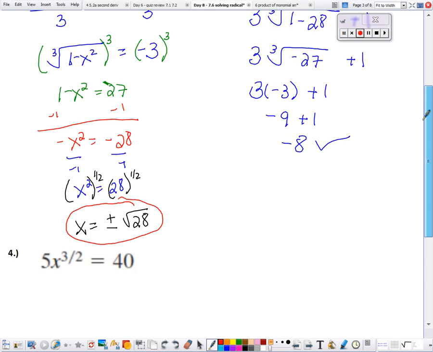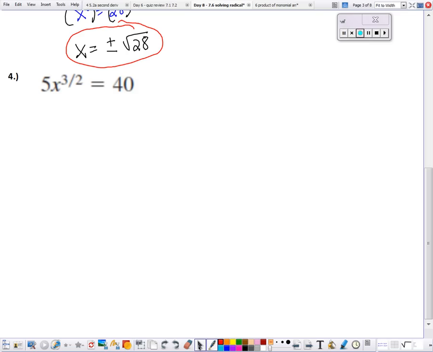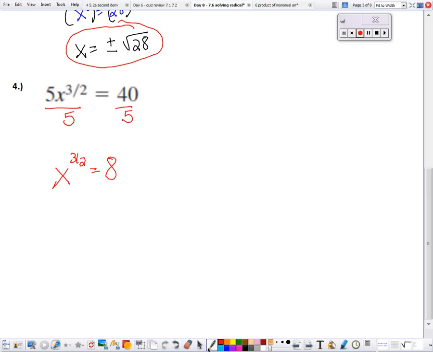Now number 4 is a little different. We actually now have the exponent instead of a radical. We're going to still start by dividing by 5. And to eliminate the power, I'm going to first split it up so that I have those 2 powers to think about. You don't have to do this step every time. Just doing this as our first problem will help us understand what's happening.